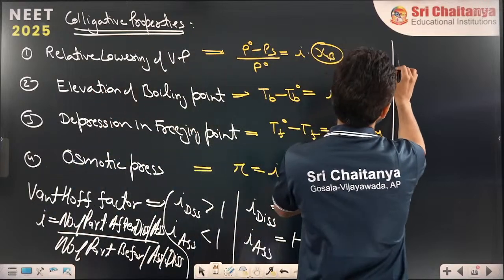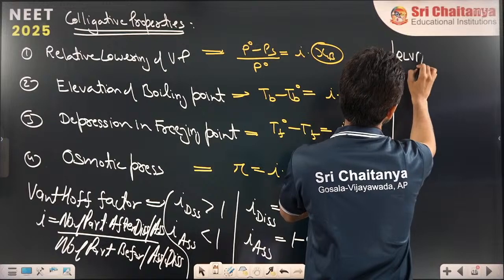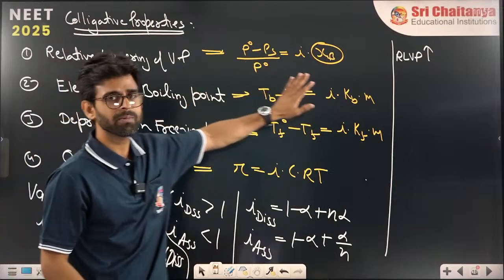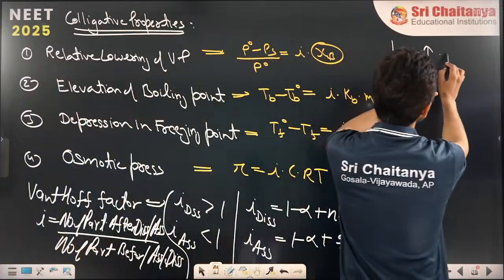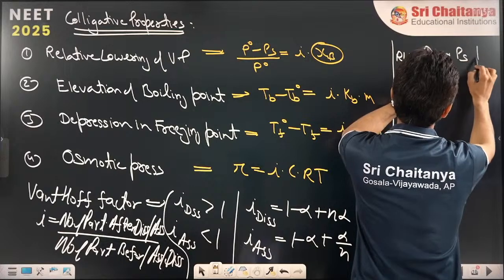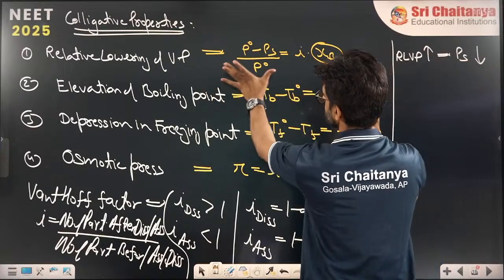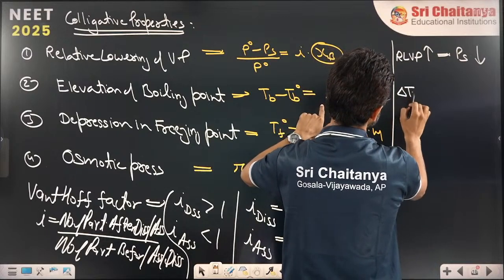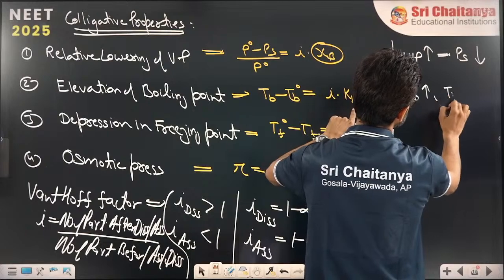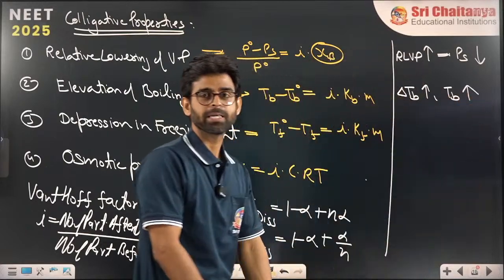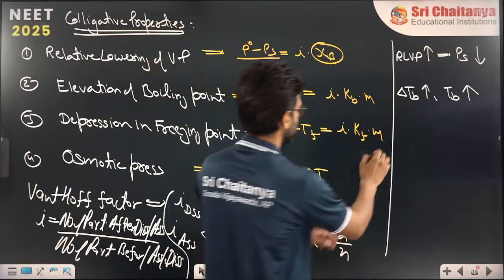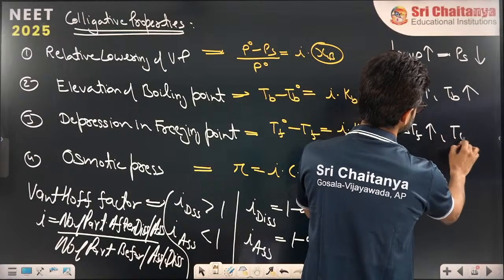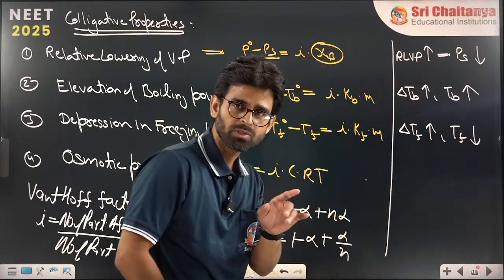Look at this. Remember, if for a solution RLVP is coming high, RLVP high means vapor pressure of solution is what? Less. This value high means this value is less. Be careful. If elevation in boiling point is high, so boiling point of solution will be what? High. Right? And if delta TF is high, so be careful, freezing point of solution will be very less.